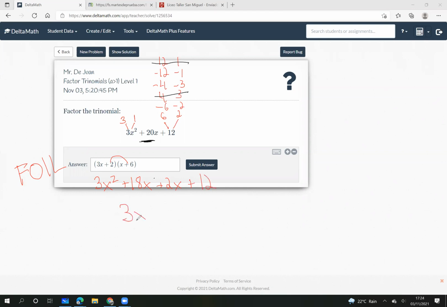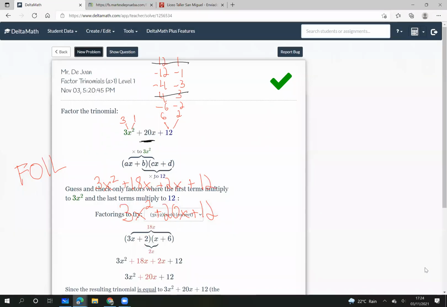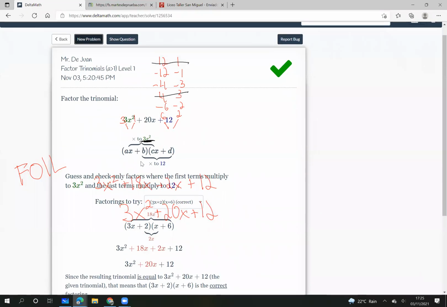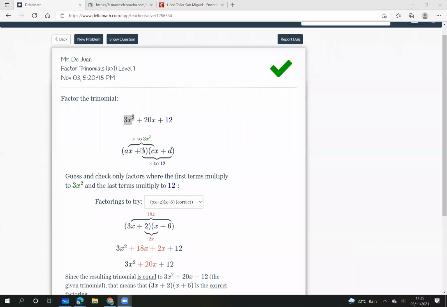So wait a second, teacher. I can always check my answer? Oh, yeah. There we go. So we can type this in and we should have it correct. You get it? Because we know that the first term is always going to give us the A term, and then we always know that the last terms, meaning the B multiplied with the D, is always going to give us the last term. Yeah?